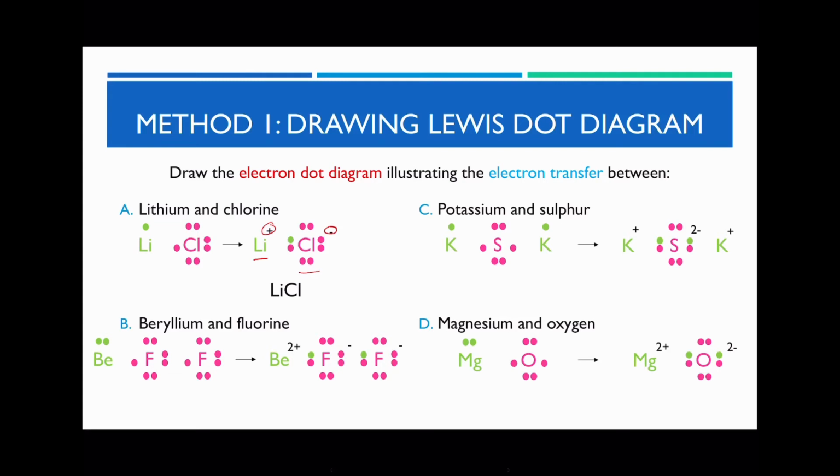For part B, beryllium and fluorine, we can see that there are 2 fluorine atoms and 1 beryllium atom, so it's going to be BeF subscript 2. Remember, we use a subscript 2 because the subscript indicates how many atoms there are in the ionic compound. Potassium and sulfur, when this becomes an ionic compound, we can see that there are 2 potassium atoms and 1 sulfur atom. So this should become K subscript 2 capital S. This is now potassium sulfide. And magnesium and oxygen becomes magnesium oxide, and there's only 1 atom of each, so there's going to be MgO in this case.